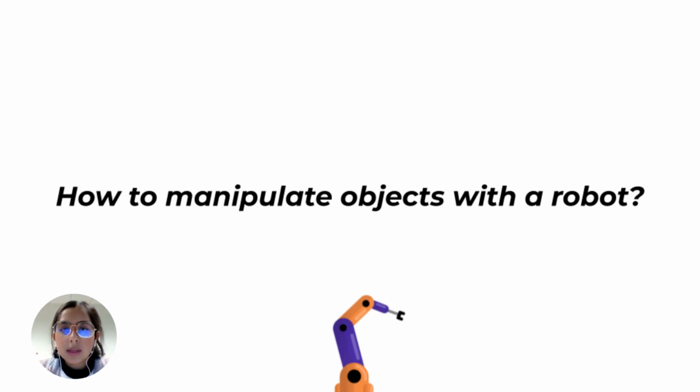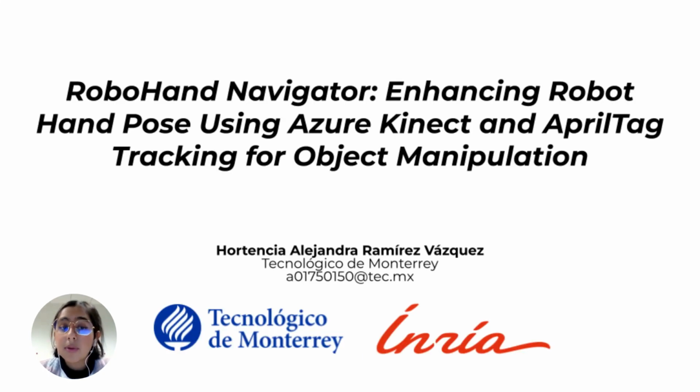How to manipulate objects with a robot. Hello everyone, my name is Hortensia and I'm going to present my work on the Robot Hand Navigator project, enhancing robot hand pose using Azure Kinect and AprilTag tracking for object manipulation.